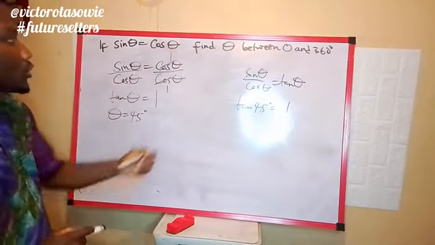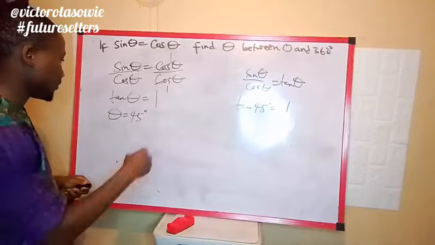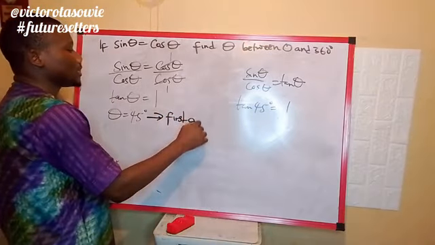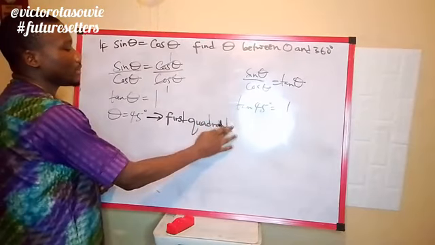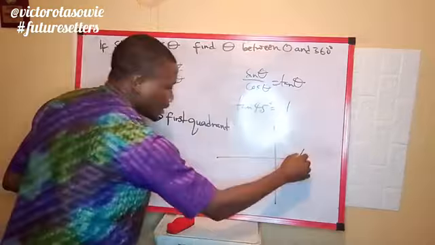Now what we just did, we just got theta. But this theta we have here now is in the first quadrant. Now they are asking you, what about theta in the other quadrant? So if we are going to look for theta in the other quadrant, we will come to ACTS now.